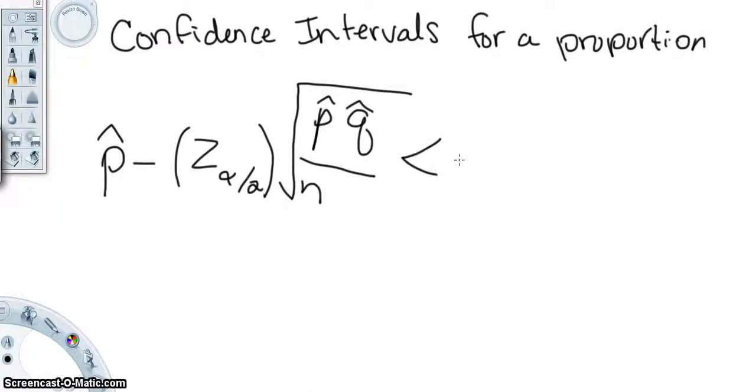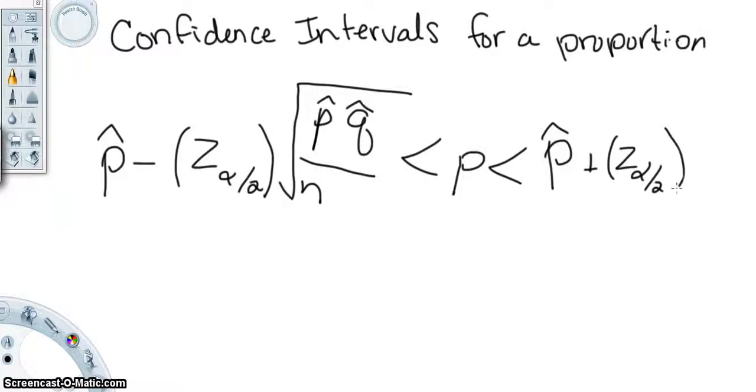And that, again, is going to be p, our population proportion, between this and the positive version of this. So we have p hat plus z sub alpha over 2 times the square root of p hat, q hat, over n, the sample size. Remember that p hat is our proportion of the sample that is in favor of what we're looking for, and q hat is not in favor, or the complement of our p hat.